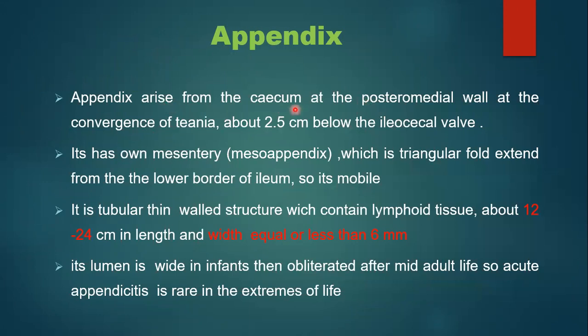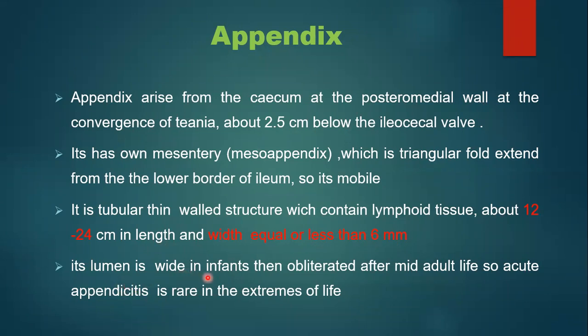The appendix arises from the cecum at the posteromedial wall at the convergence of the tenia, about 2.5 cm below the ileocecal valve. It has a mesentery, the mesoappendix, which is a triangular fold extended from the lower border of the ileum. So the appendix is mobile. It's a tubular thin-walled structure which contains lymphoid tissue, about 12 to 24 cm in length and width equal to or less than 6 mm.